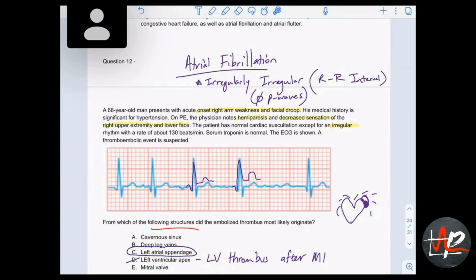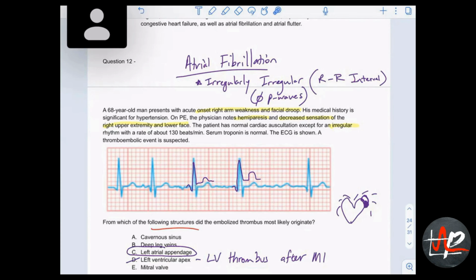So this is kind of what I want to do with this question here, because this question in and of itself is easy if you know the basic facts for it, but we're going to try and figure out how you could get to other EKG findings based upon some of the information that we can discern. So that's what you would look for in an EKG, and the answer would be LV thrombus after a heart attack.